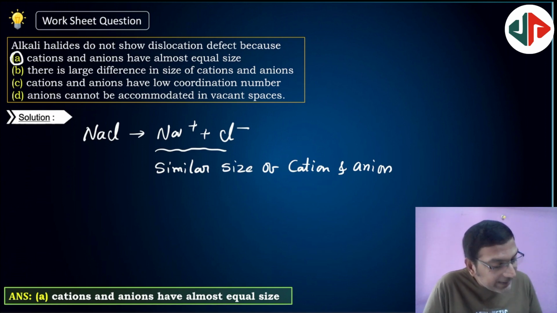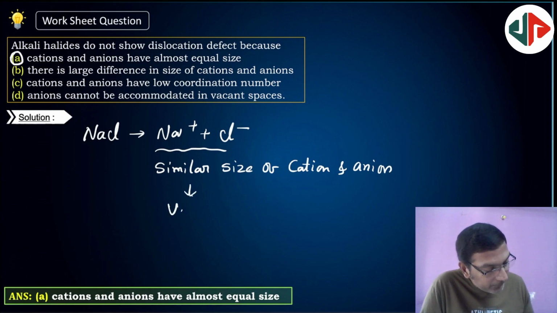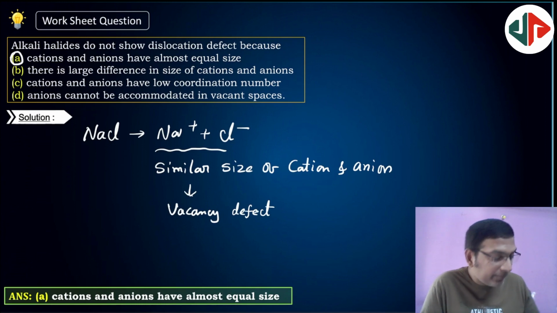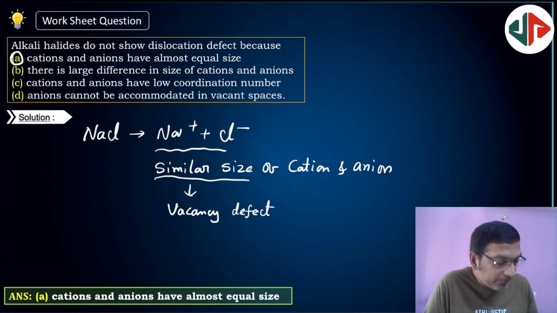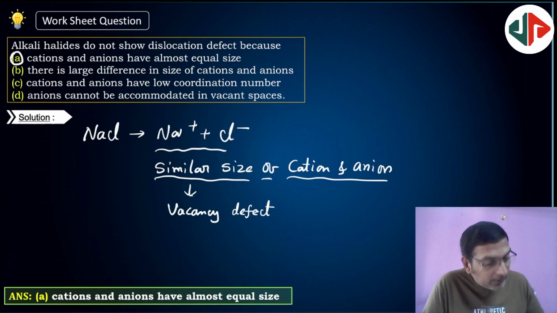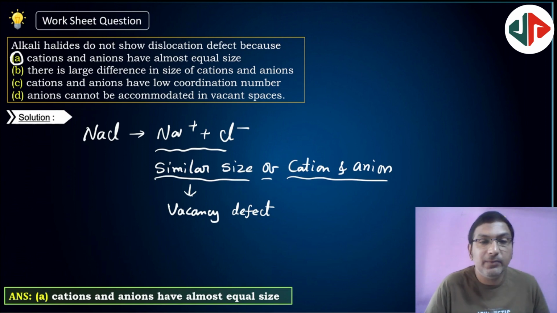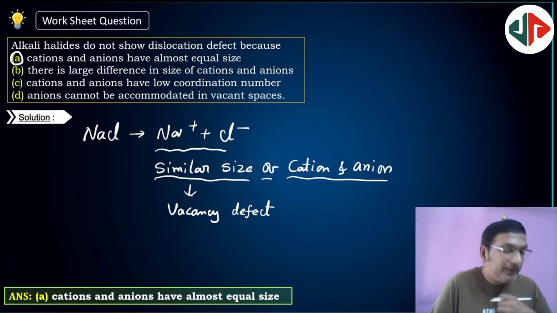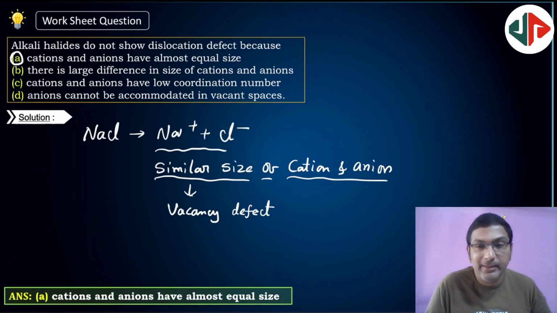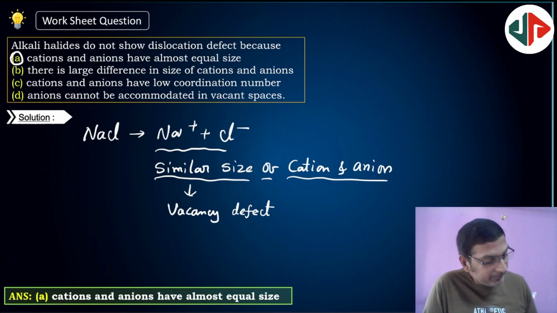They can show vacancy defect. So this can show vacancy defect, that is Schottky defect. They do not show dislocation defect. They can show vacancy defect. Here there will be missing of equal number of cations and anions from their lattice positions. Therefore option A. Due to similar size, they can show Schottky defect, which is vacancy defect. Next.